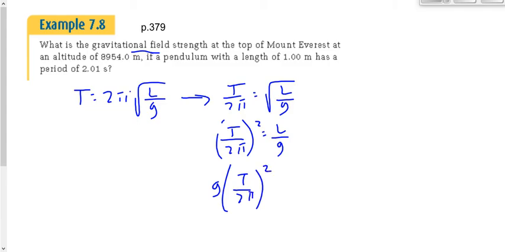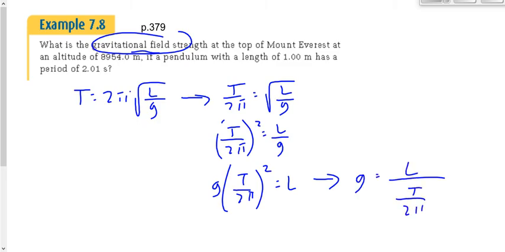squared equals L. Yeah, we're looking for g, aren't we? No, we're looking for g. Looking for g, the gravitational field strength. Now I've got to take the T over 2 pi squared over by dividing, and I end up getting g equals L over T over 2 pi squared. Now let's see what we get here. The length is 1 meter. T is 2.01, divided by 2 pi squared.